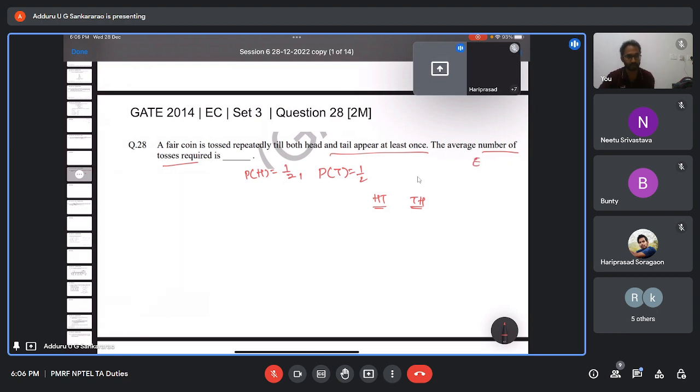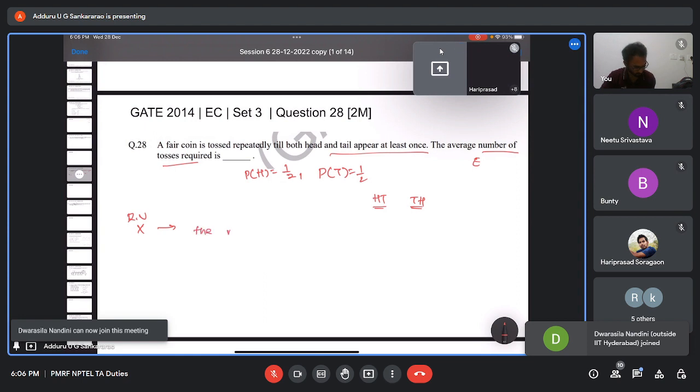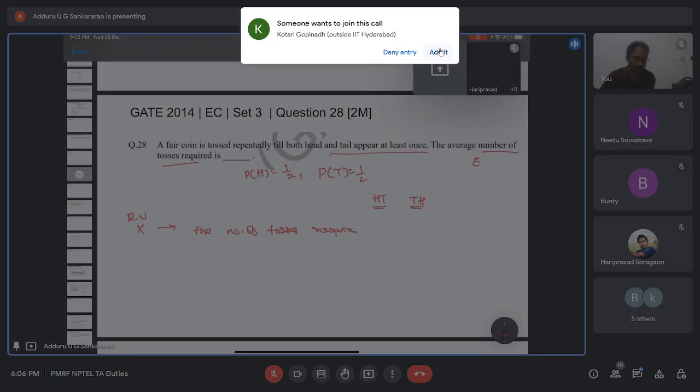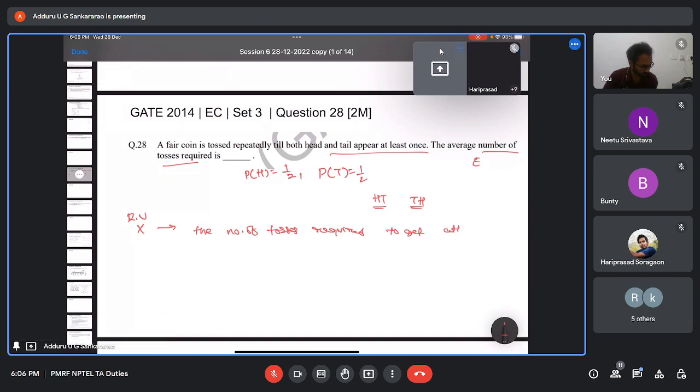Let us say the required random variable X is what? The number of tosses required to get at least one head and tail. Okay, X is the random variable, that is the number of tosses required to get at least one head and one tail. Then we need to find out the expectation of X.